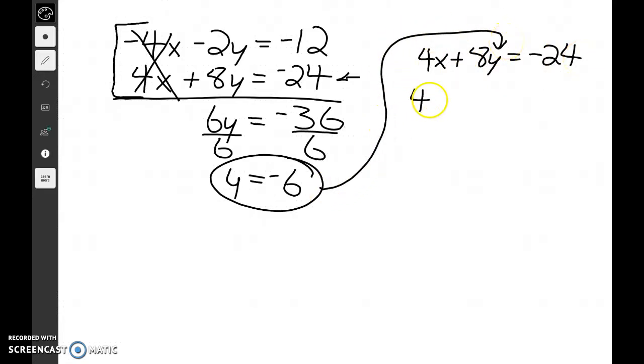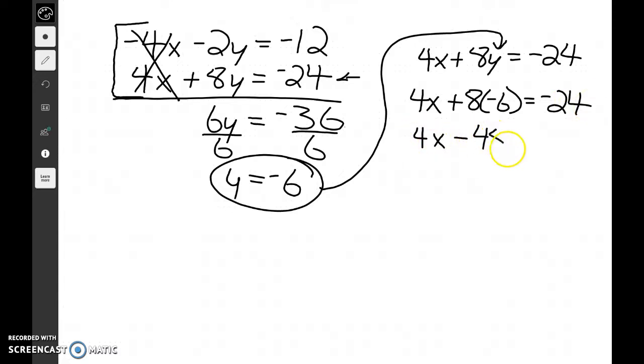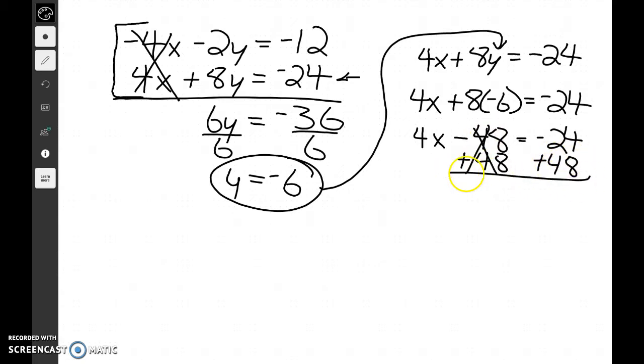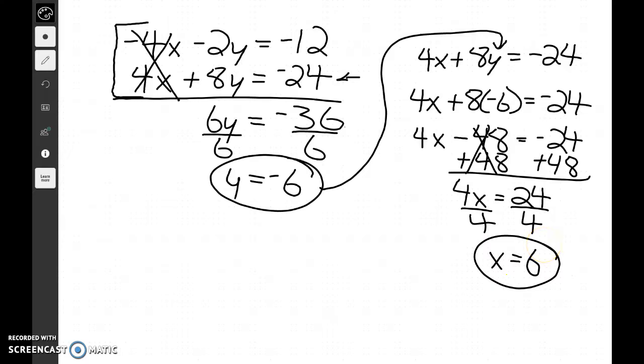So we substituted in a negative 6 and got 4x plus 8 times negative 6 is equal to negative 24. To solve this, like we said, 8 times negative 6 is going to be negative 48, and that's equal to negative 24. Add 48 to both sides. The 48's cancel, and that's going to be 4x is equal to 24. Divide by 4 on both sides, and we still get the same answer. We get x equals 6. So notice the answer is the same. We still get 6 comma negative 6.